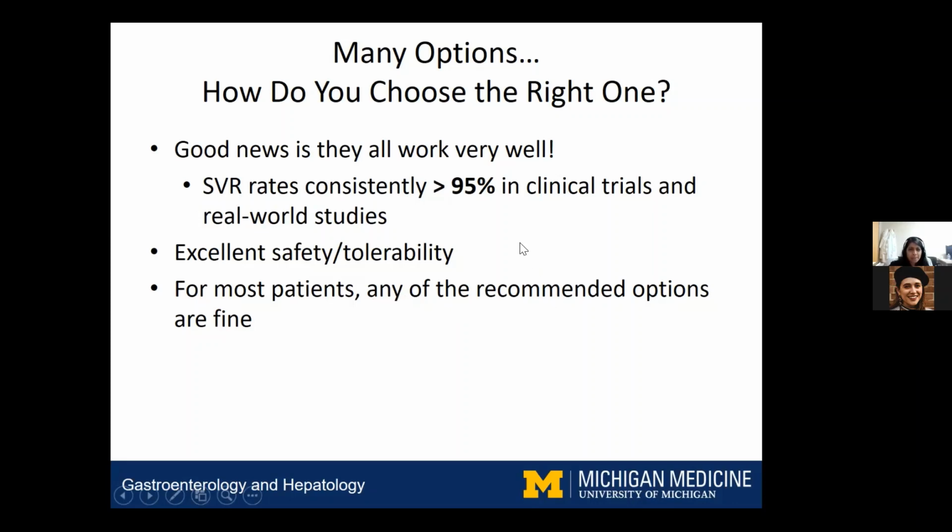And the other major thing to keep in mind is that for most patients, any of the recommended options are likely to be fine. So it's just something to keep in the back of your mind, although I'm going to walk you through how to select treatment.